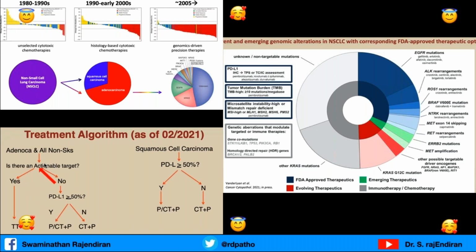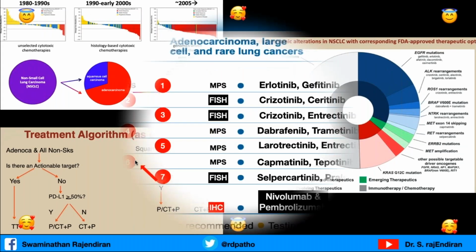When driver mutations, actionable targets, are present, we have to give personalized tailored treatment or targeted therapy. When the actionable targets are absent, we have to go for PD-L1. When it is more than 50%, we have to give either anti-PD-L1 or pembrolizumab, along with platinum-based chemotherapy. When there is no PD-L1 positivity, we have to go for conventional platinum-based chemotherapy. Squamous cell carcinoma, no driver mutations. It's only PD-L1. When it is present, anti-PD-L1. When it is not present, conventional chemotherapy. That's the concept you have to remember.